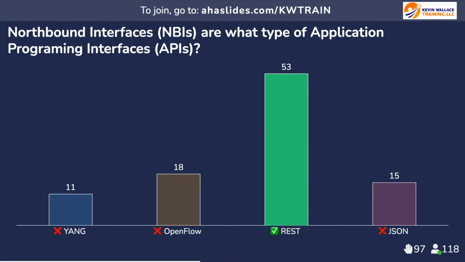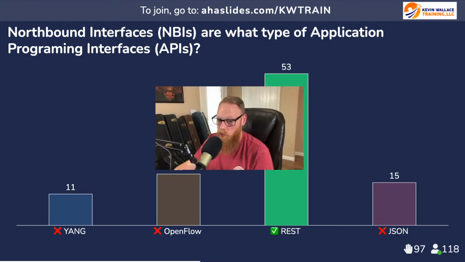All right, time is up. And again, looks like the majority got that correct. The answer is, of course, REST. REST stands for Representational State Transfer. Northbound interfaces are REST APIs. So we're talking a little bit of software-defined networking here, right? We see some of that wrapped into this new CCNP Enterprise Blueprint as well.